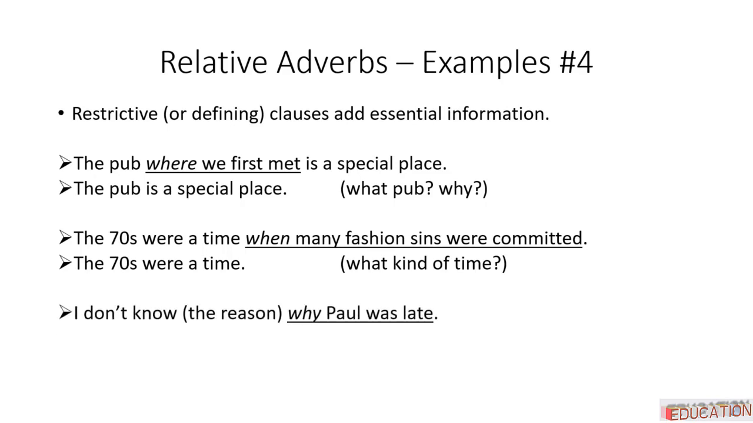Well, I don't know why Paul was late. If we just remove the underlined part, we get I don't know the reason. What reason? For what? Again, it's missing the important information. And in all the cases where we've listed the complete sentence, you'll notice there's no commas anywhere to be seen.